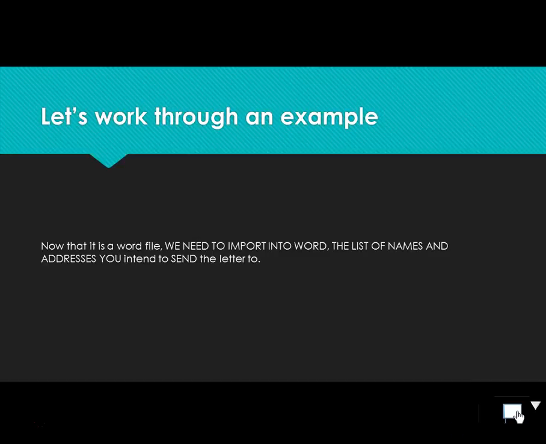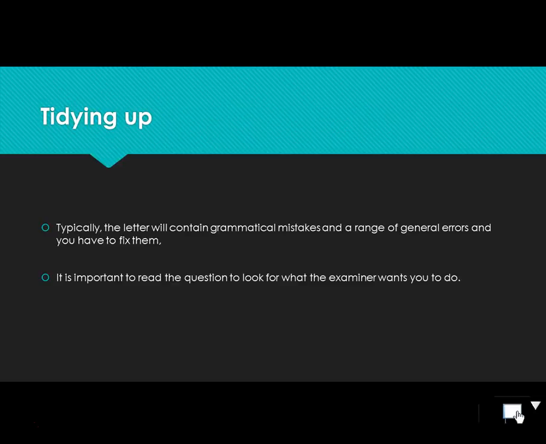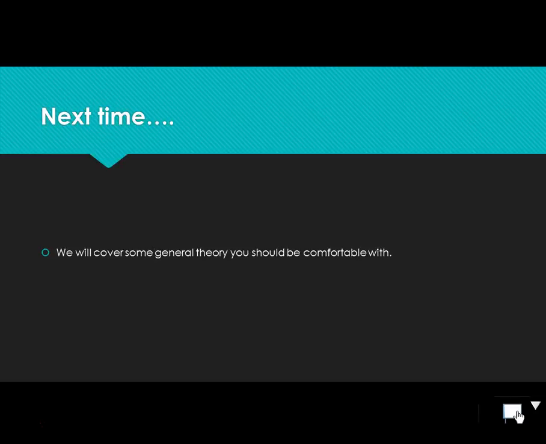Hopefully we've covered all of this. We've imported into Word the list of names. We've done an example. We've talked about grammatical mistakes and a range of general errors that you have to fix. Read the question to know what the examiner actually wants you to do. And next time, we will look at some general theory on security and viruses.